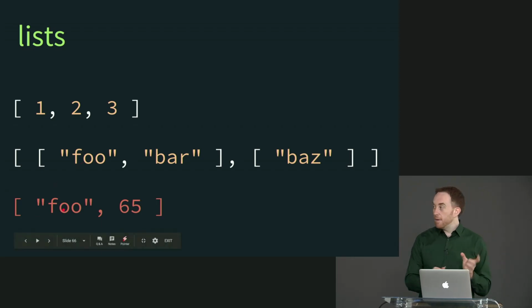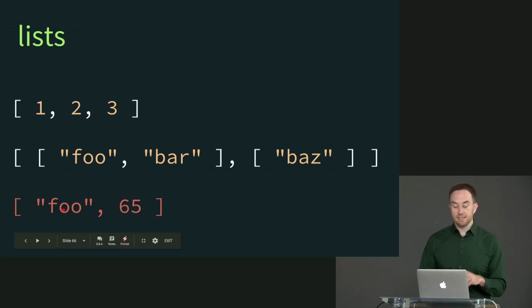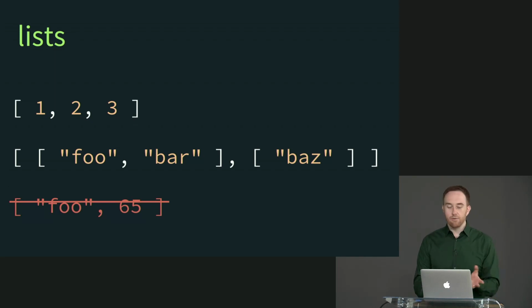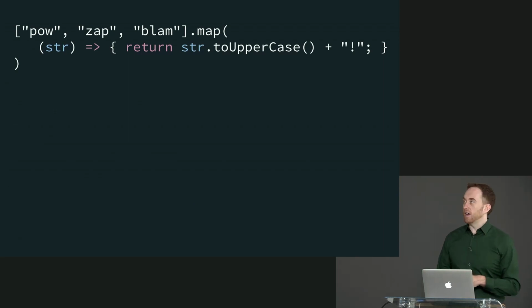This one has mixed contents. It has a string and a number coexisting in the same list, and that's not allowed in Elm. So this will not compile. If we tried to write that code, put it into a REPL, put it anywhere, it will not compile. So to see why Elm enforces that, let's consider some JavaScript code.